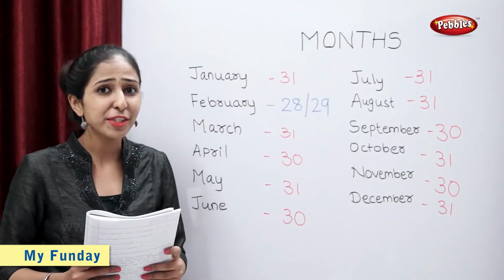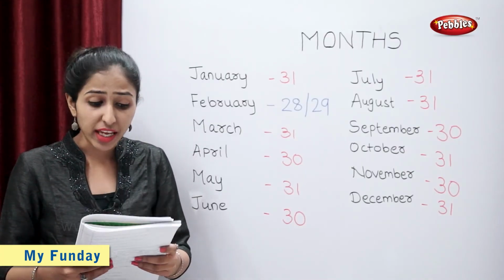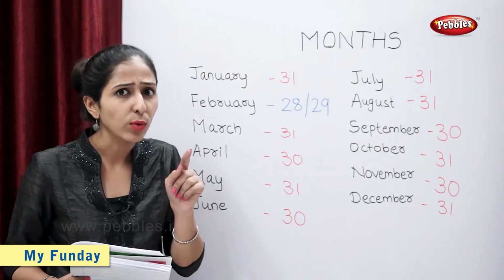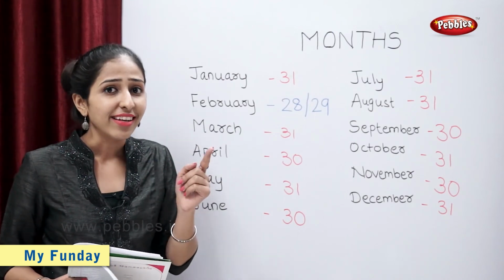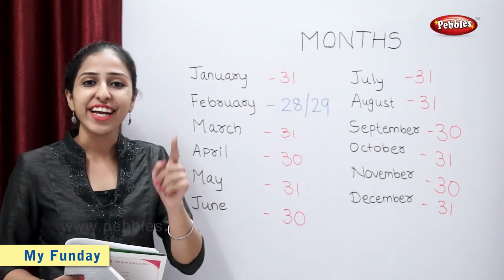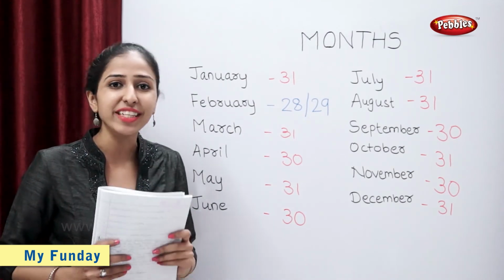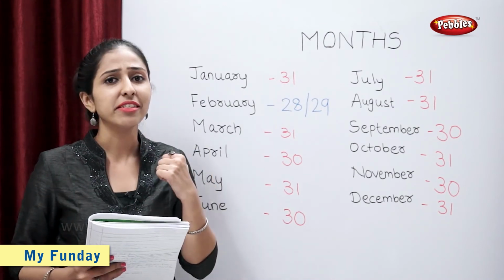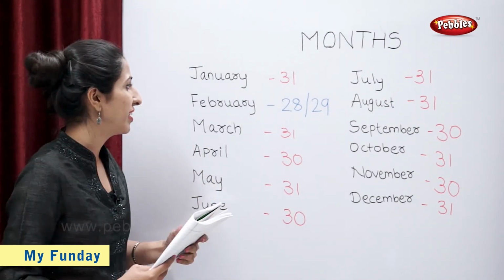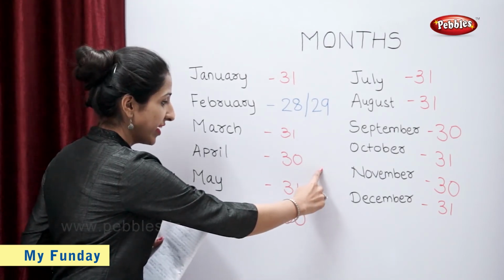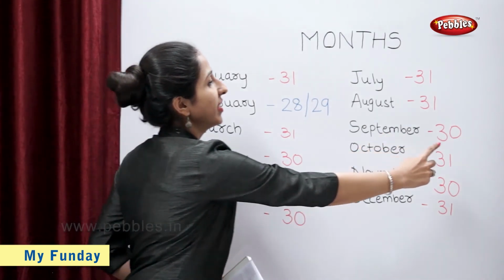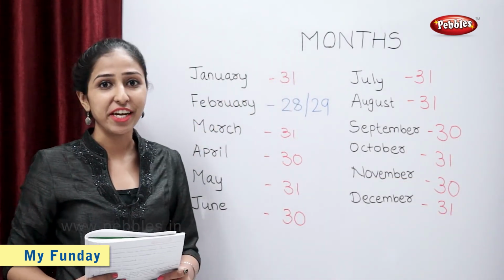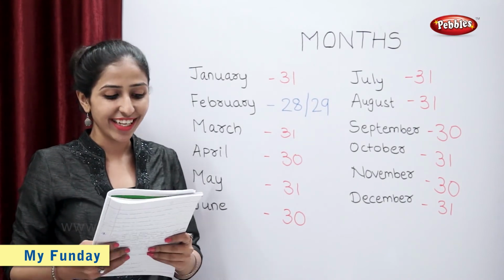Now students, answer my few questions. So tell me, how many months are there in a year? I had told you earlier. Say, correct, there are a total of 12 months in a year. How many months have 30 days? Let's count. 1, 2, 3 and 4. So, there are 4 months in a year which have 30 days.